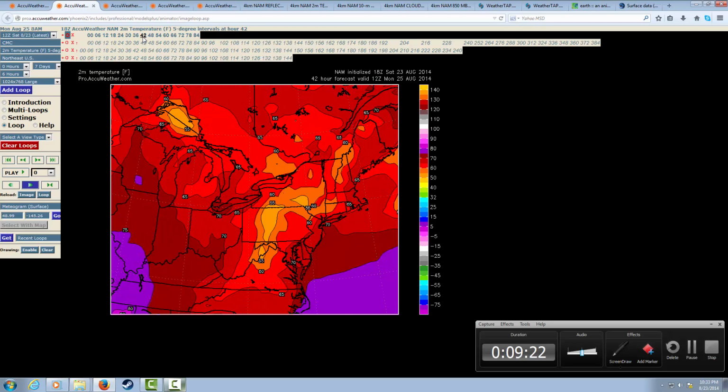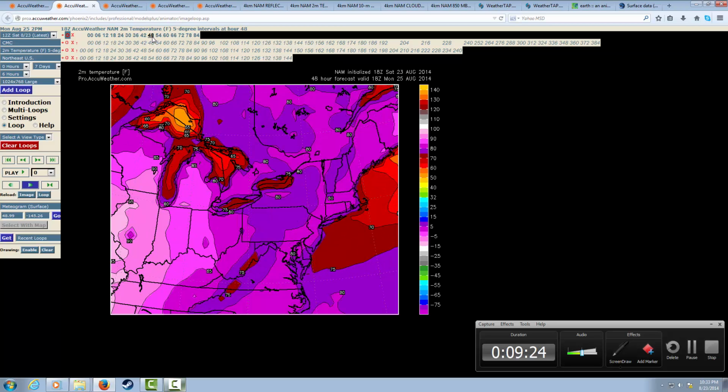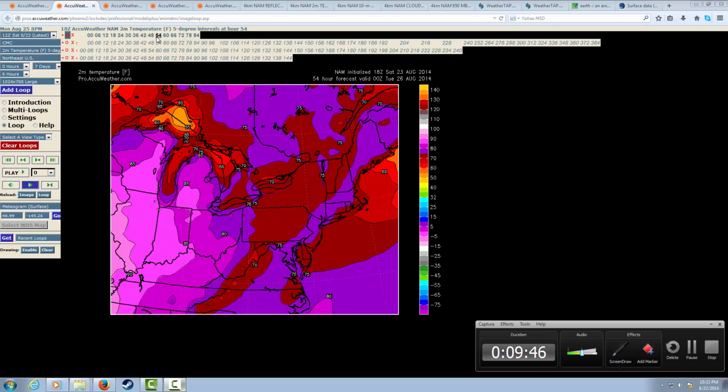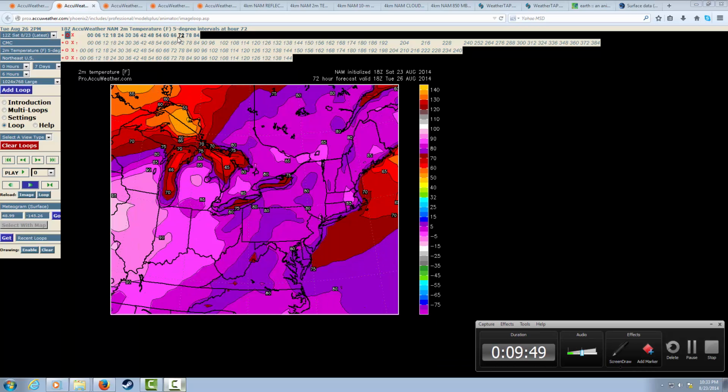And now 18Z Monday shows most of the state being in the low to mid 80s. Well, my bad, in the mid to upper 70s to low 80s. More so warmer temperatures, obviously, in the New York City metropolitan area, and of course the urban heat island effect, we all know. And then 18Z Tuesday, again, showing temperatures mostly around 80 degrees for most of the state.